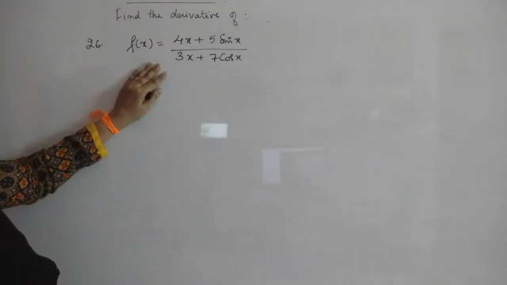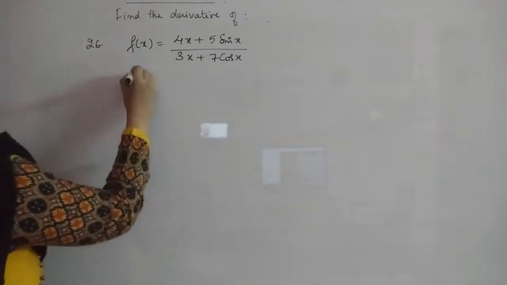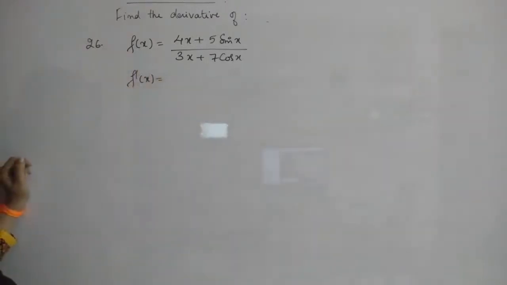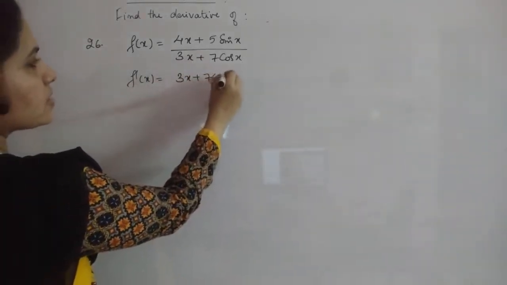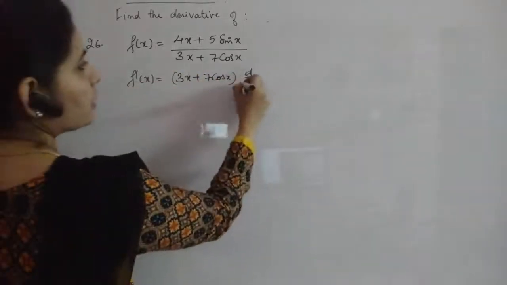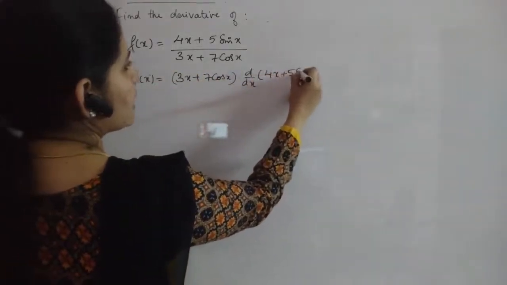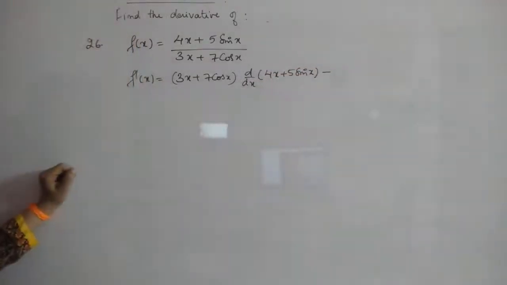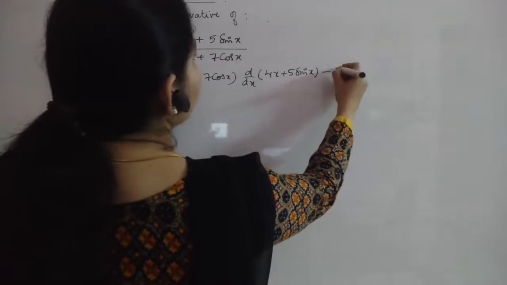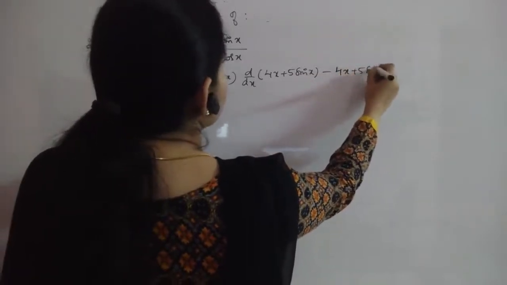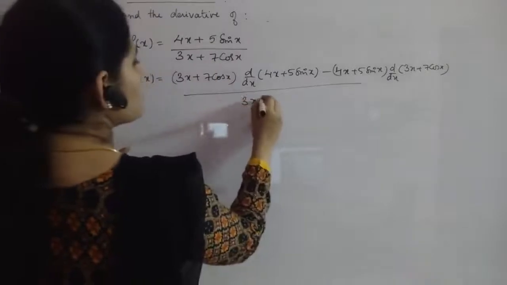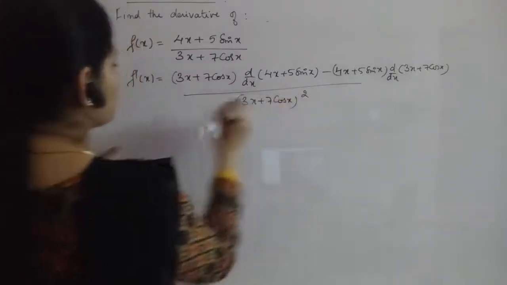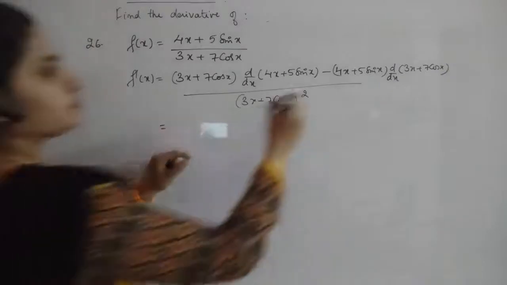Next, (4x plus 5 sin x) whole divided by (3x plus 7 cos x). For the derivative you can use the quotient rule. The denominator, 3x plus 7 cos x, into the derivative of 4x plus 5 sin x, minus what you will get, 4x plus 5 sin x into the derivative of 3x plus 7 cos x, whole divided by (3x plus 7 cos x) whole square. This is your quotient rule, right?